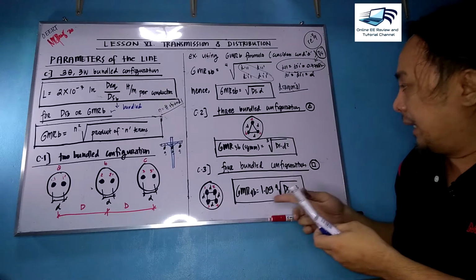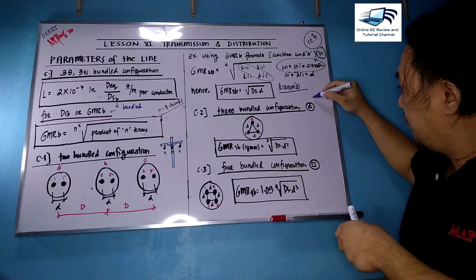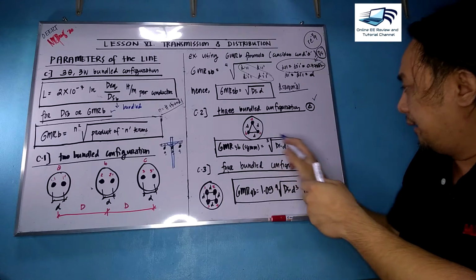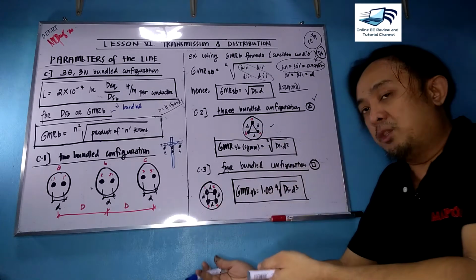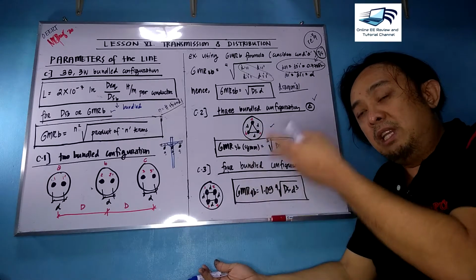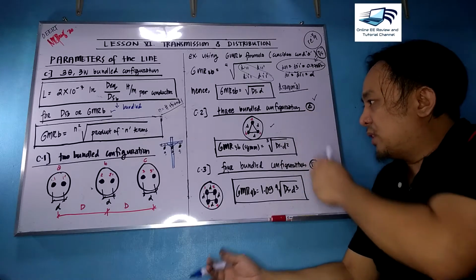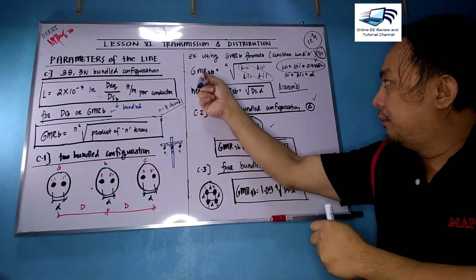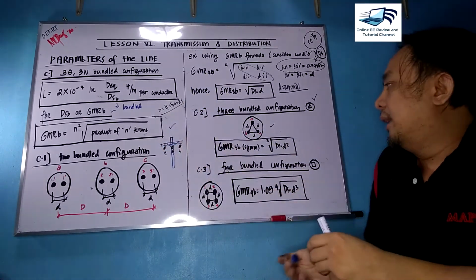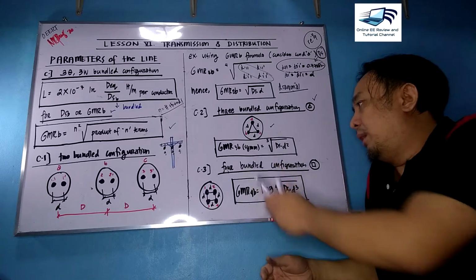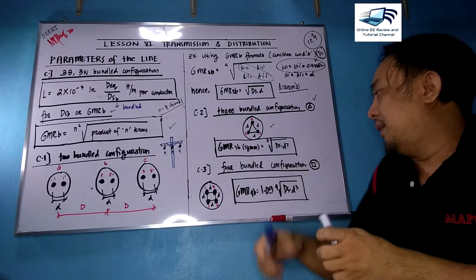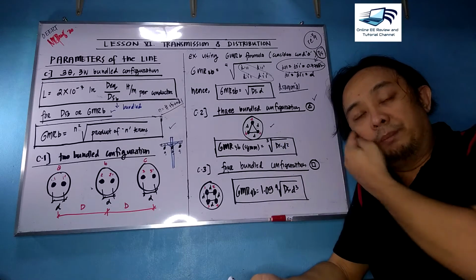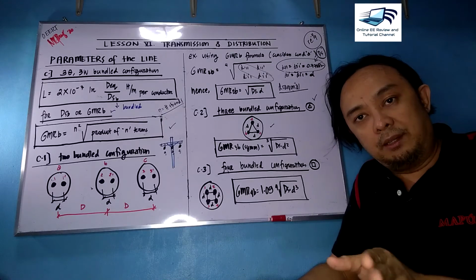So the typical bundle configuration for a symmetrical three bundle is a triangle, symmetrically spaced. When you say symmetrical spacing, that means equal spacing. So if you do the same pattern as the two bundle and use this formula here, we can arrive at this formula of the GMR three bundle symmetrical, which is the cube root of ds times d squared. Please take note that the d squared there is a strand distance.